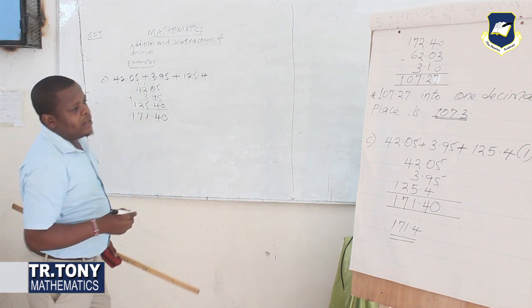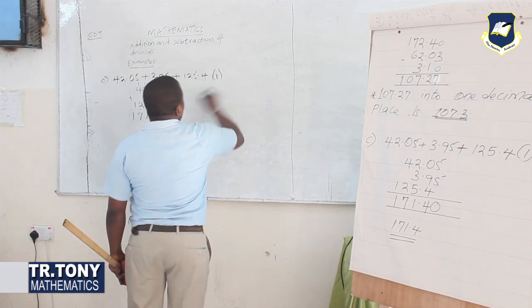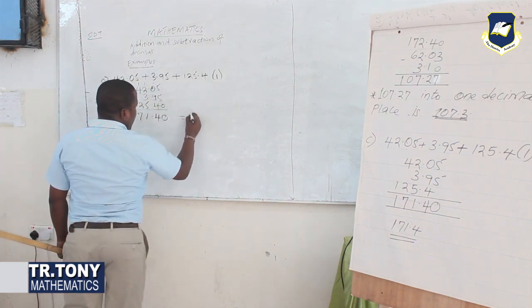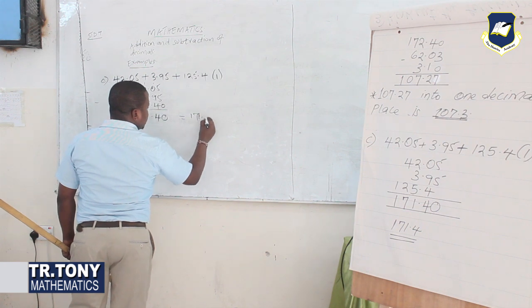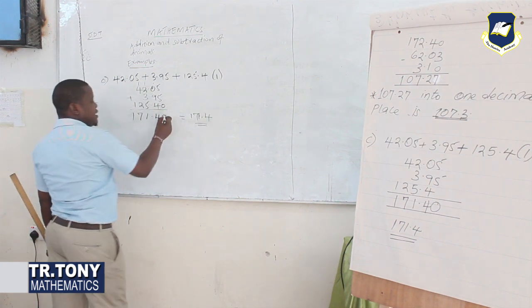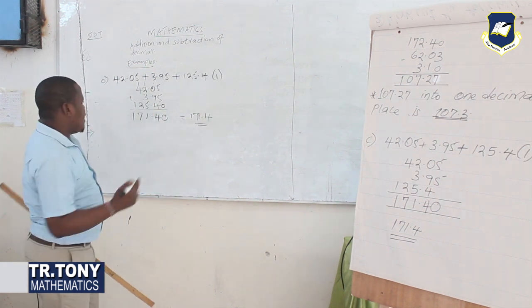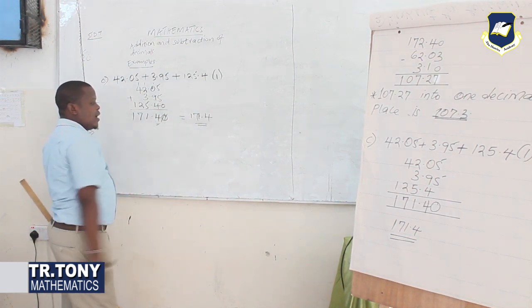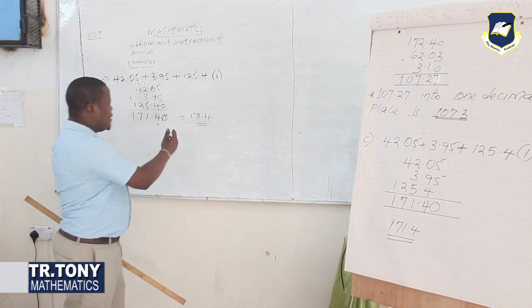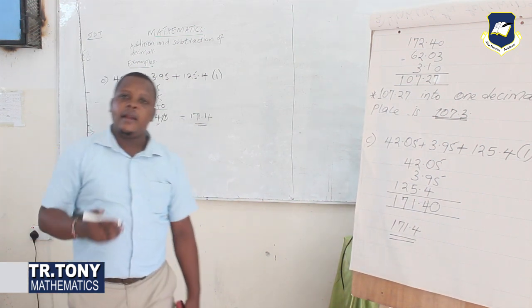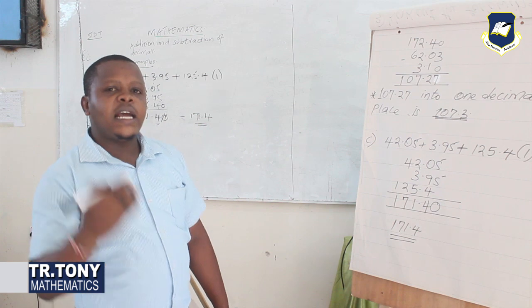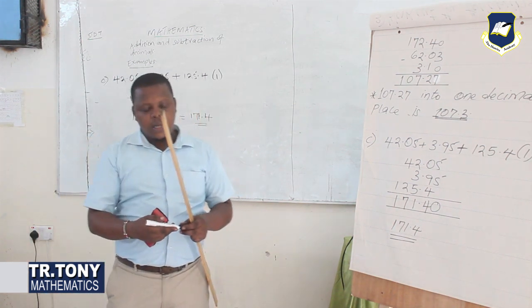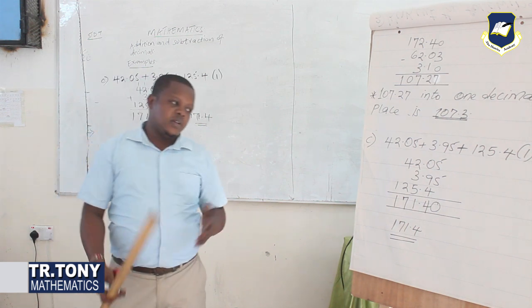That is your answer, and you've been told to write it correct to one decimal place. So our answer becomes 171.4, simply because this is a 0. There is a digit that is less than 5. So what we do is we just omit it, and then nothing happens to our 4. So our final answer will be 171.4.